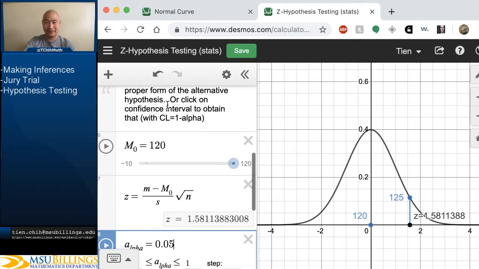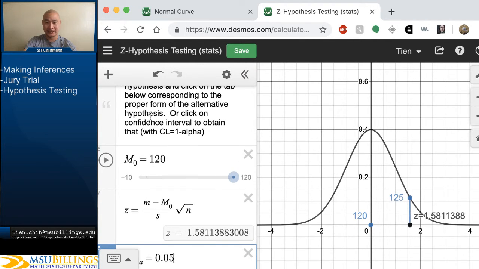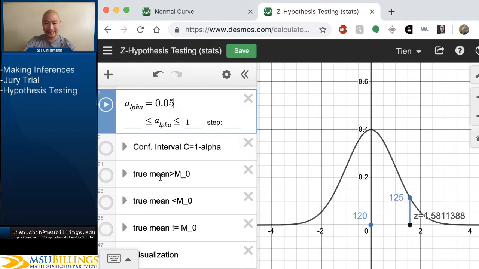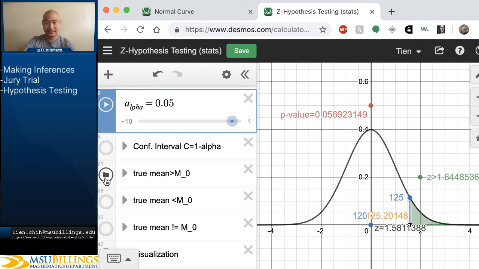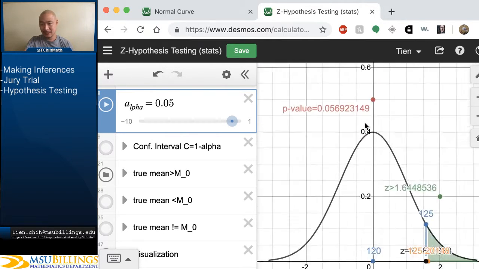And our alternative hypothesis is that the true mean, or mu, is greater than H naught. So we click on that, and we get this Z value here, the Z value of the 125 with 120 as our mean. This green region here is how much the elephants would have had to weigh on average for us to reject the null. We're not in the green region, so we can't reject the null. And our p-value here tells us we can't reject the null. It's too big for the 5%.